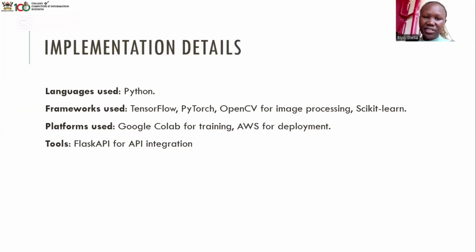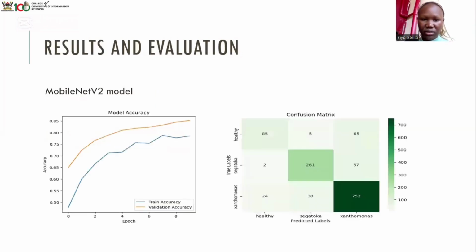For the implementation details, the language used is Python, and the frameworks are TensorFlow, PyTorch, and OpenCV, all for image processing. On the platform side, we used Google Colab for training our models. For deployment, some of the tools that we use are Flask API, and then Streamlit for the UI generation.